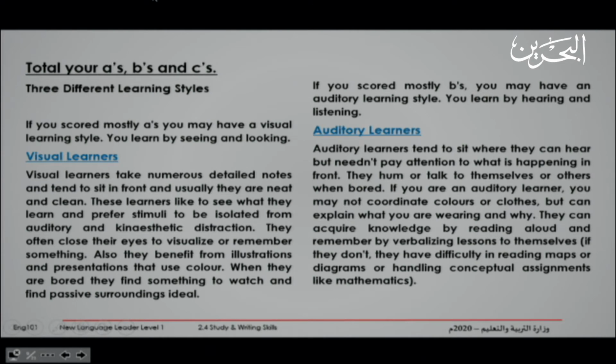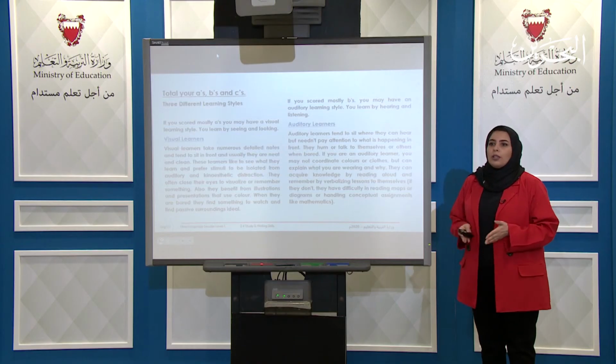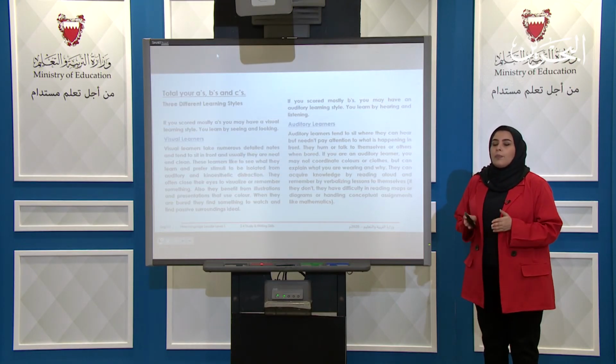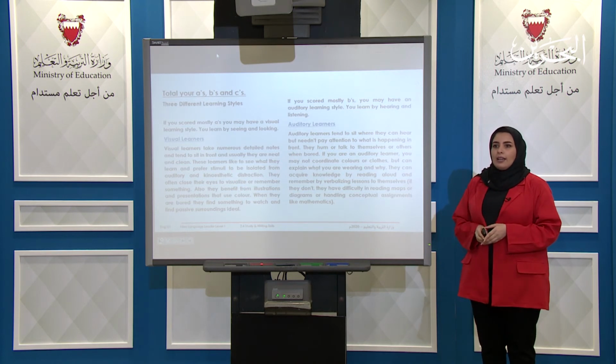Now, count your total A's and B's and C's. We have 3 different learning styles. If you scored mostly A's, you may have a visual learning style. You learn by seeing and looking.